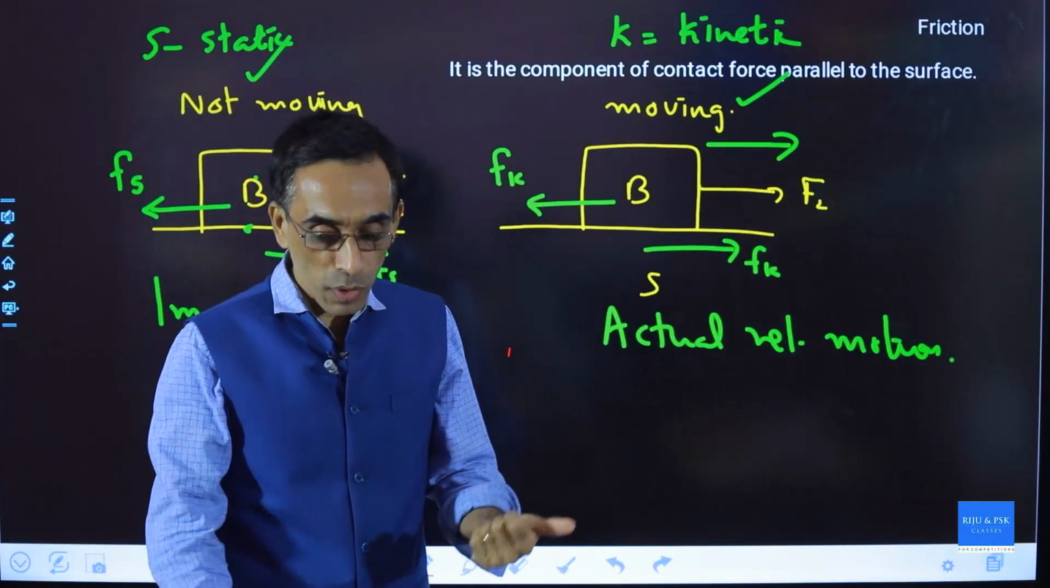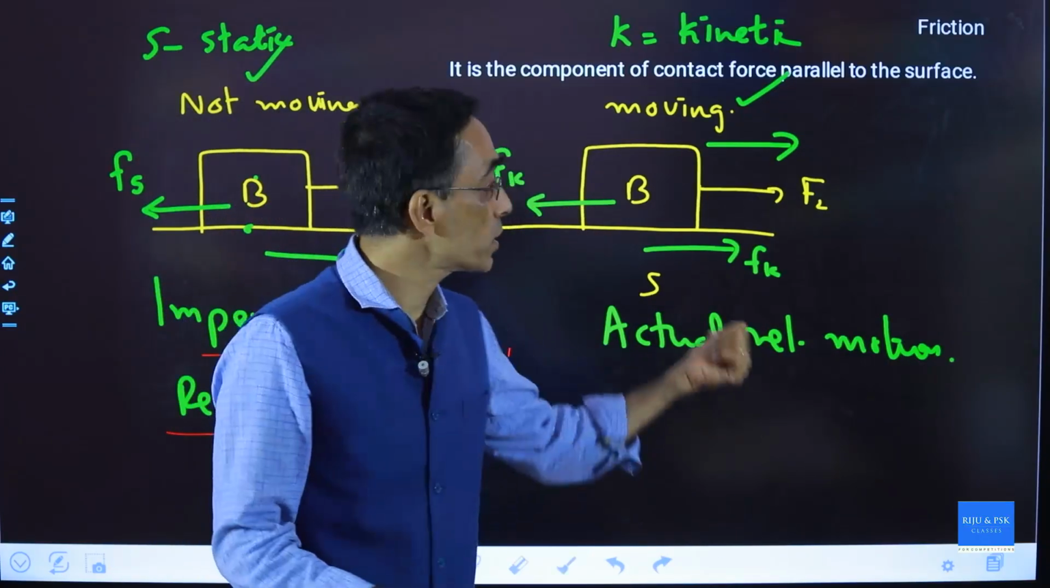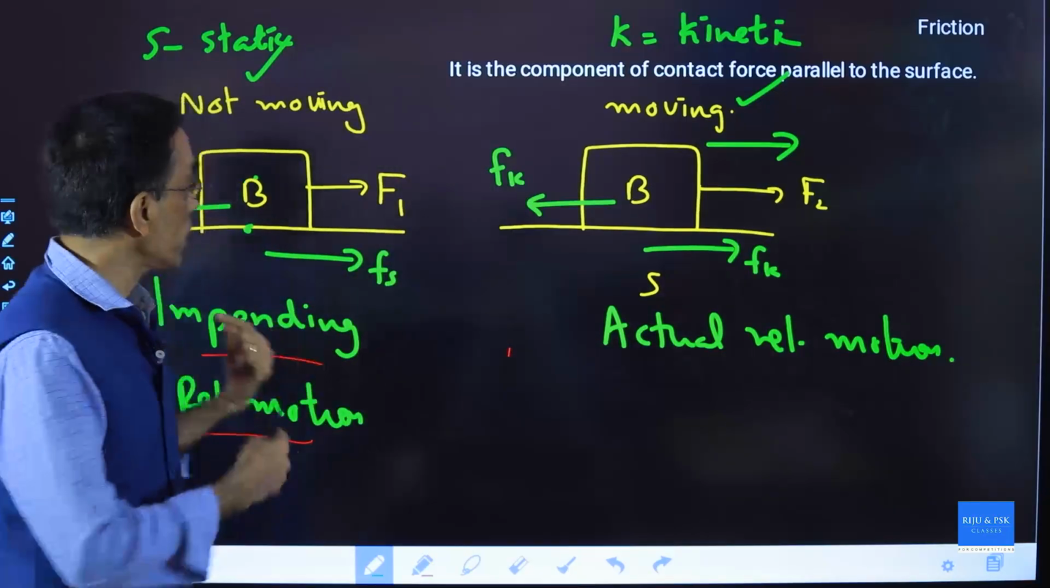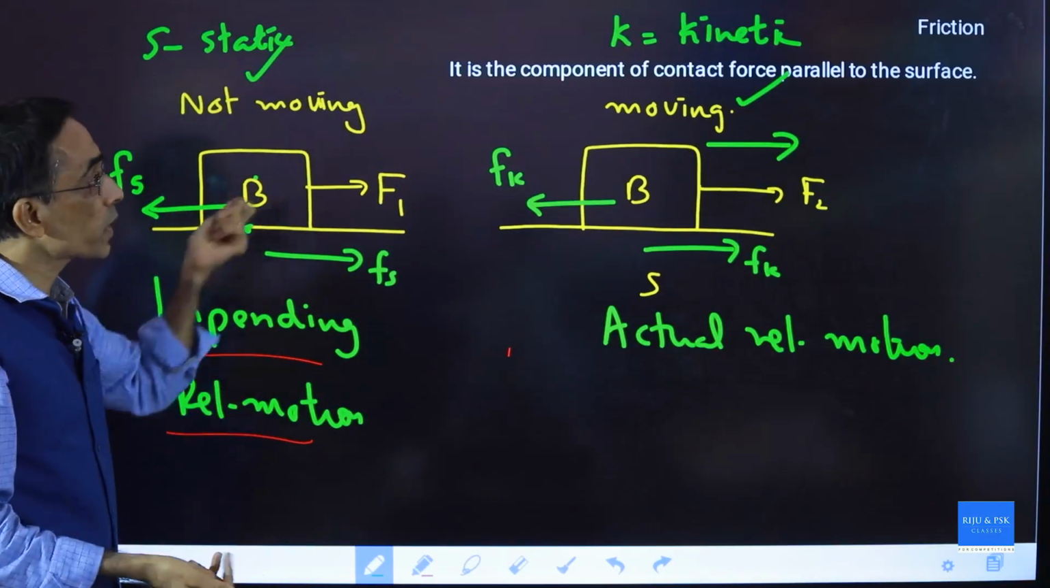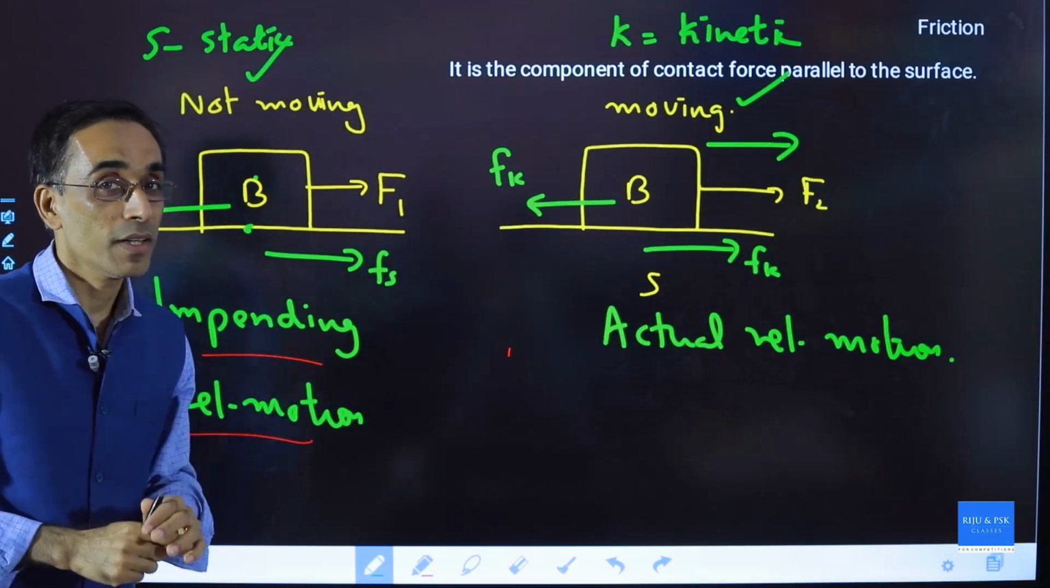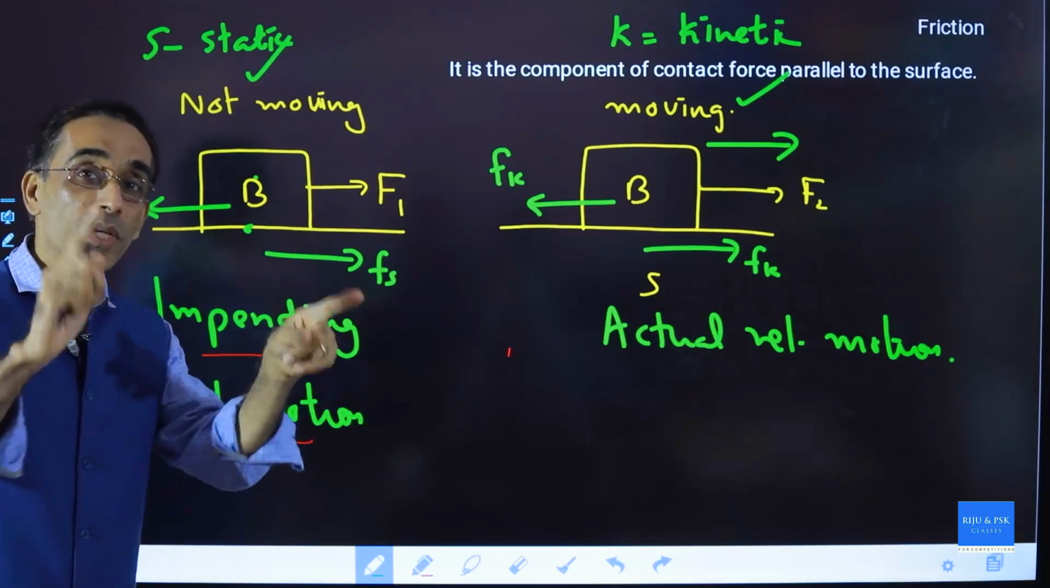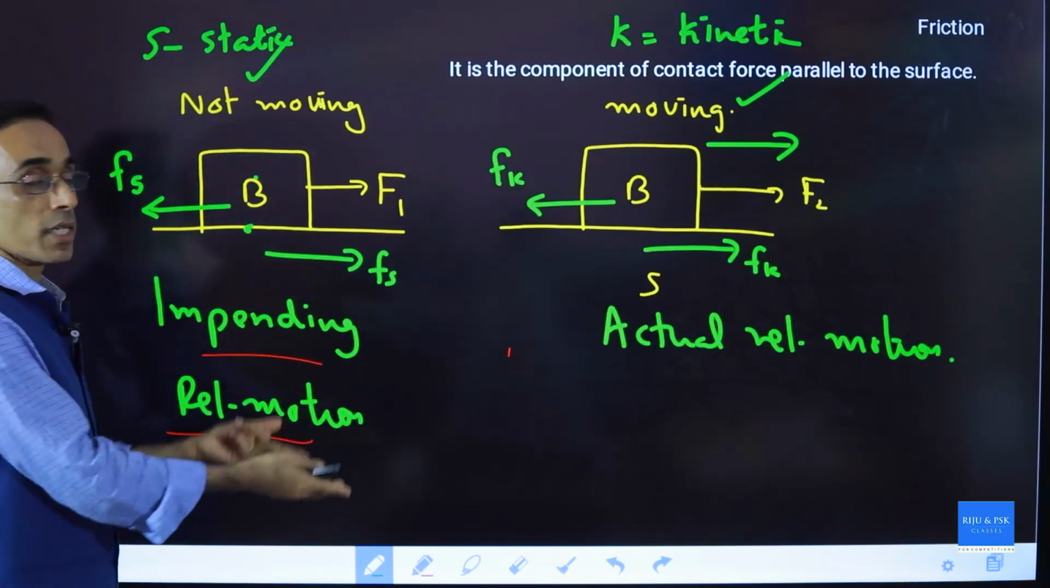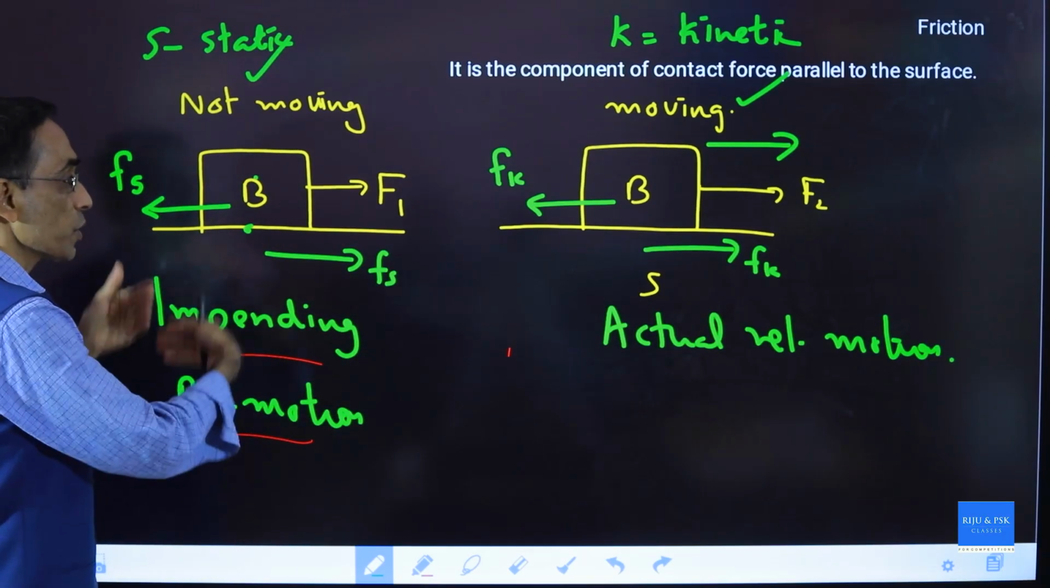Is that okay? So if there is a motion, the friction is kinetic. If there is no motion, the friction is static. And friction never opposes motion. Friction opposes the relative motion or the tendency to move.